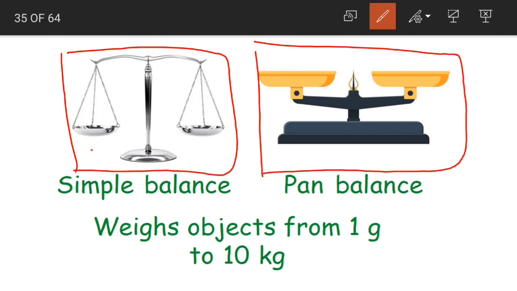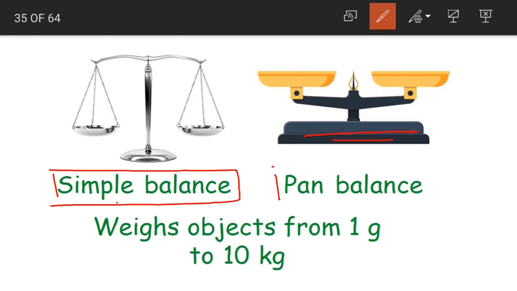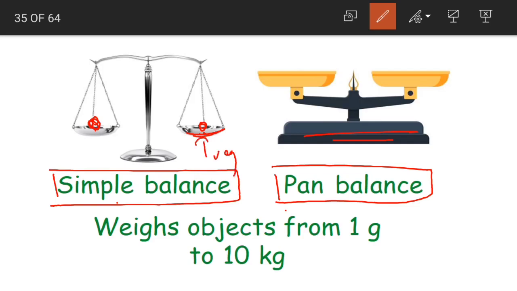Mostly these type of balances are used in vegetable markets. This is called a balance, a simple balance. This is called a pan balance. In one pan we put the weight, and in the other pan or plate we put the vegetables or the objects that we want to weigh. When this weight is equal to the weight of the vegetables or the objects, then this will be balanced. It will be in a straight line.